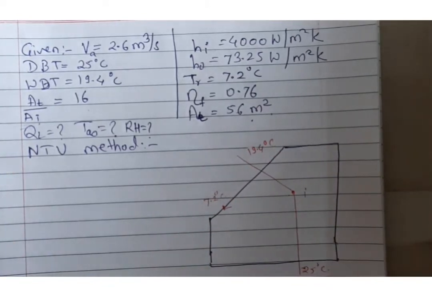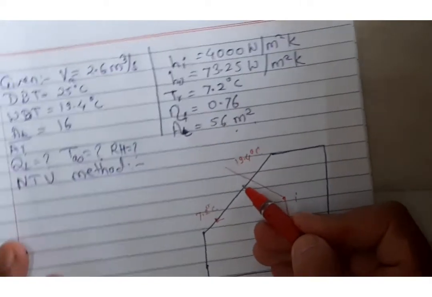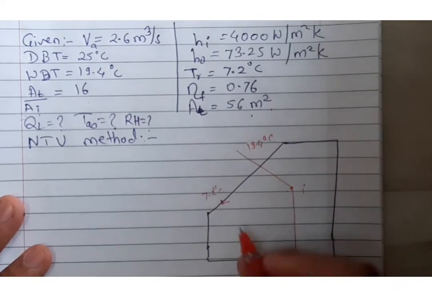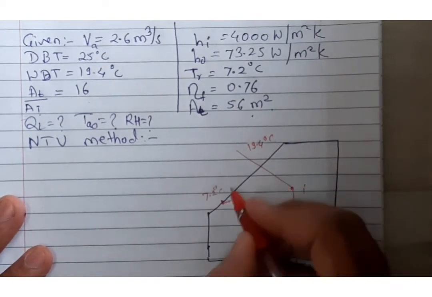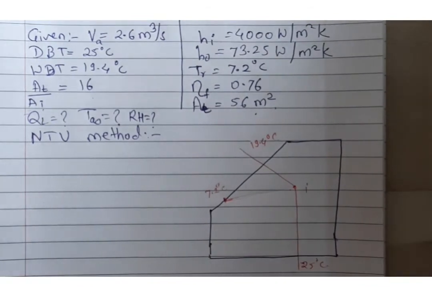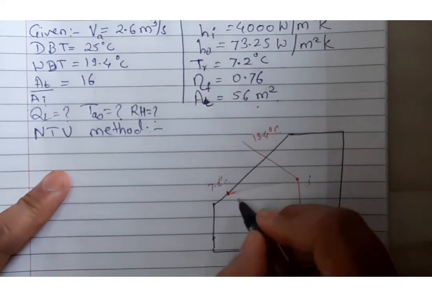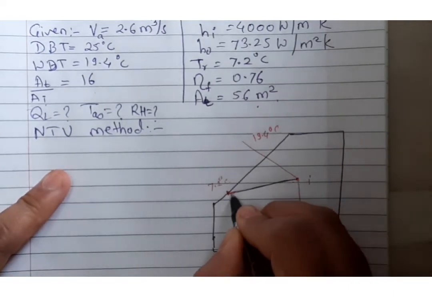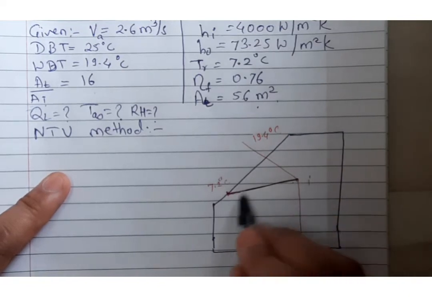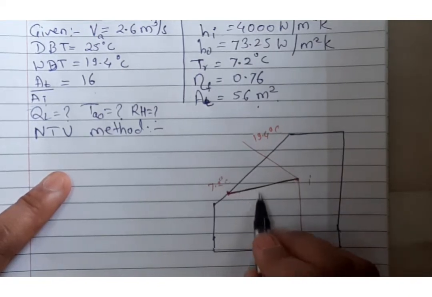Okay, that means it is completely humid. So we are supposed to mark that temperature on this line where the humidity is 100%. Now once we join this line, we will get the actual process. Now this is the inlet for the air, and somewhere in between for this process will be your exit for the air.